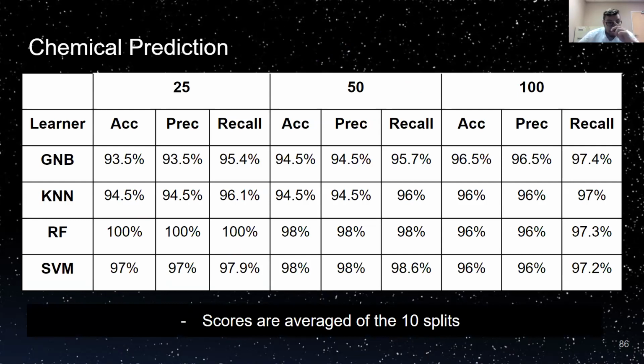This right here is my classification results. You can see on the left are each of our learners: GNB, Gaussian naive Bayes, KNN, K-nearest neighbor, random forest, and the support vector machine. Again, recall and precision are generally really close to accuracy. In just a moment on the next slide, I'll cut this out and it'll cut down a little bit on what we need to look at. But you can see here, random forest at window size of 25 had 100% classification across all 10 of our splits. Each one of these scores is an average of our 10 splits.